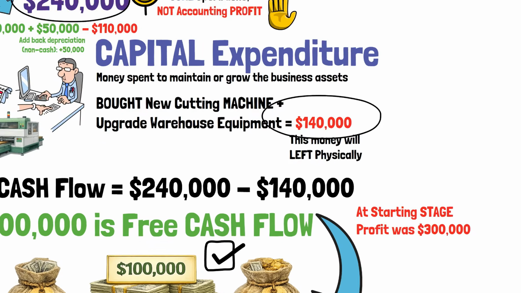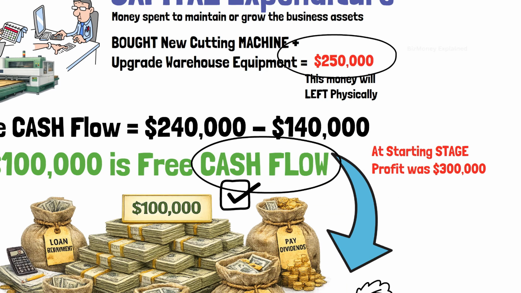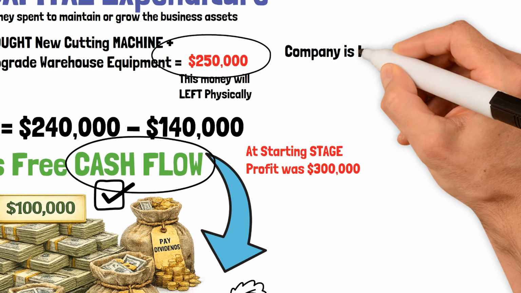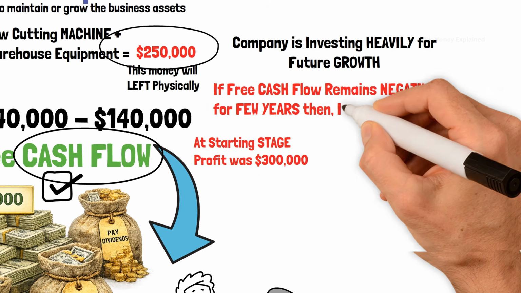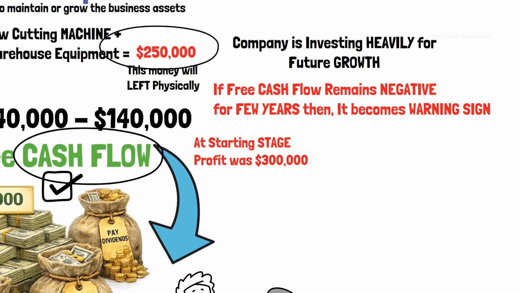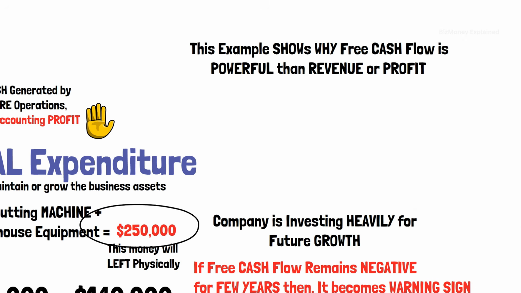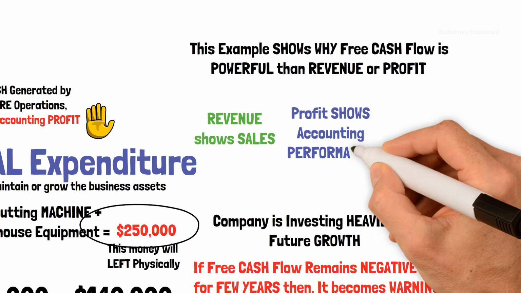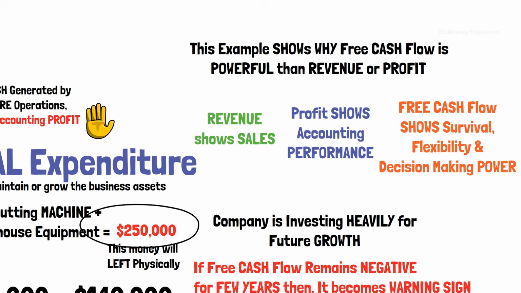Now imagine another scenario. If capital expenditure had been very high, say $250,000, free cash flow would become negative. That does not always mean the business is bad. It could mean the company is investing heavily for future growth. However, if free cash flow stays negative for years without growth results, it becomes a warning sign. This example shows why free cash flow is more powerful than revenue or profit. Revenue shows sales. Profit shows accounting performance. Free cash flow shows survival, flexibility, and decision-making power.